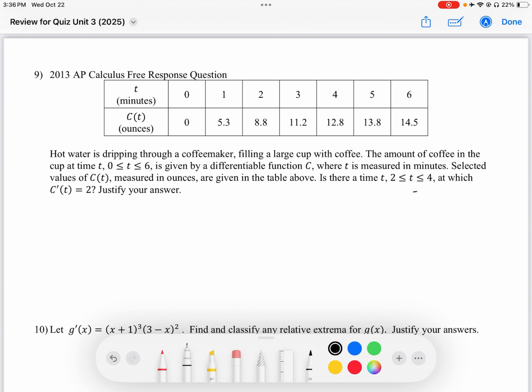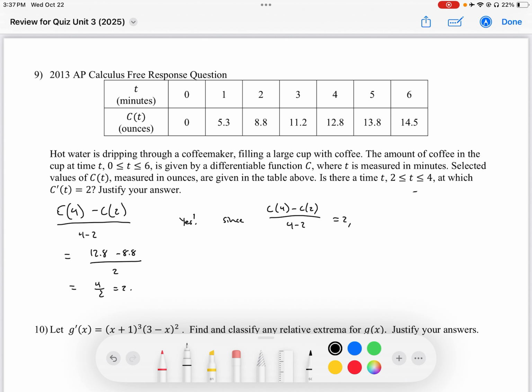Okay, so, well, let's see. Let's see what is C of 4 minus C of 2, over 4 minus 2. Well, C of 4 is 12.8, and C of 2 is 8.8. And 12.8 minus 8.8 is 4. That's 4 over 2, which is 2. So, yes, right? We could say that C of 4 minus C of 2 divided by 4 minus 2 equals 2. And we know that C is differentiable.